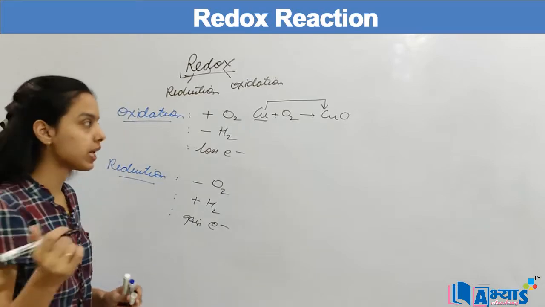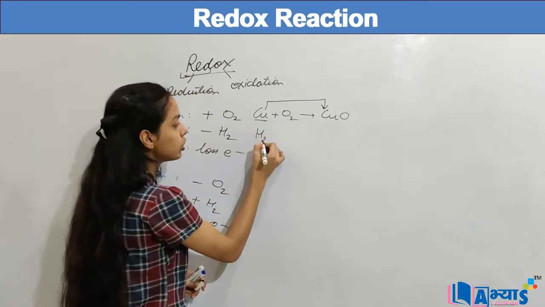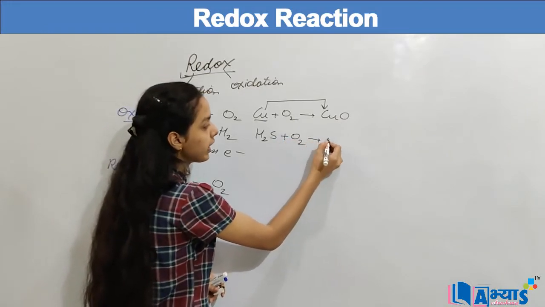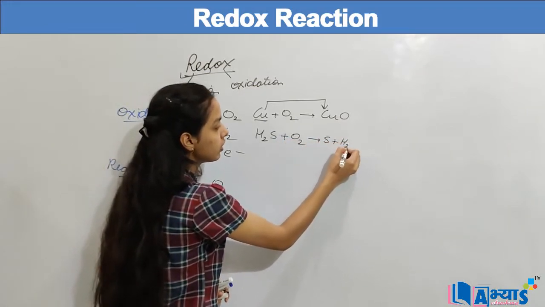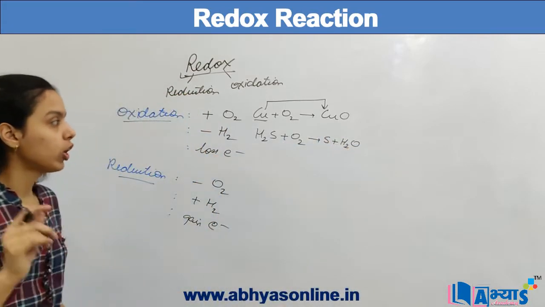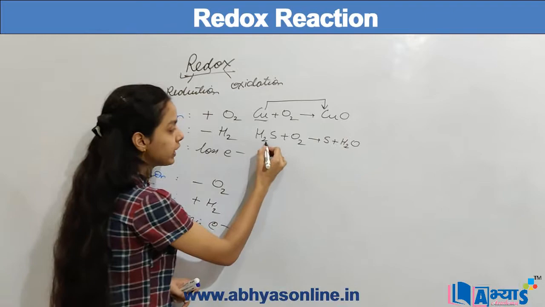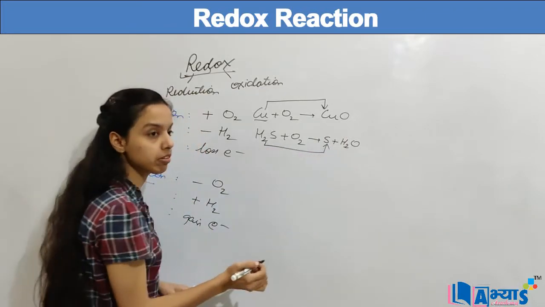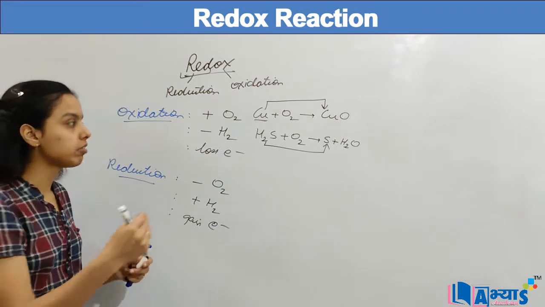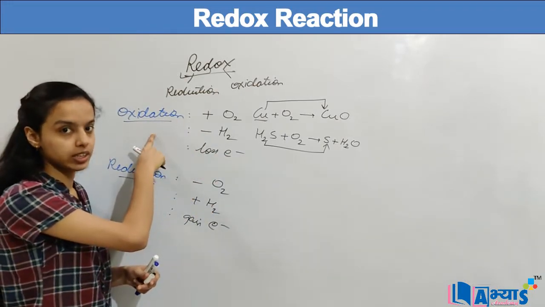Let us take one more example. If I have hydrogen sulfide reacting with oxygen, I will get sulfur plus H2O. Now you clearly see that from H2S it has formed sulfur. That means the hydrogen has been removed. That is why it is known as an oxidation reaction.